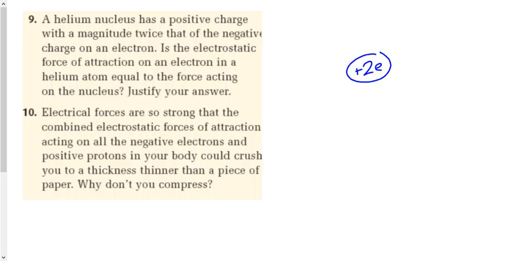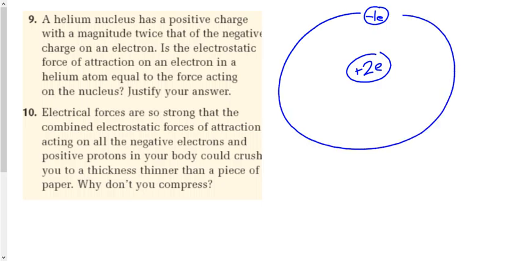Okay, we have an electron orbiting around. Well, we actually have 2 electrons orbiting around, usually, at least in helium. But let's look at one of them specifically. We're going to say that the charge of that one electron is -1 times the elementary charge. And there is another electron orbiting around somewhere as well. Is the electrostatic force of attraction on an electron equal to the force acting on the nucleus?